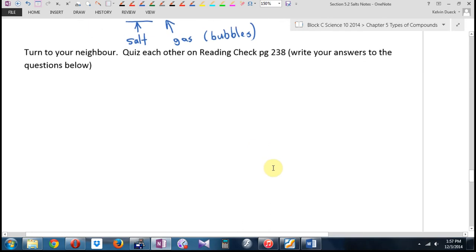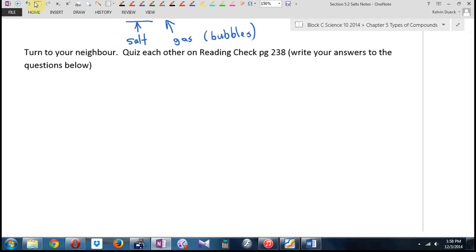So I'd like you to take a couple of minutes. Can you find in your textbook, you need one textbook per group. From Rachel, thank you. Reading check, page 238. Write your answers to the question, or do you want to do them together as a group? Okay, don't zone out then. No phones. Max is going to sit up. Julia's going to smile.